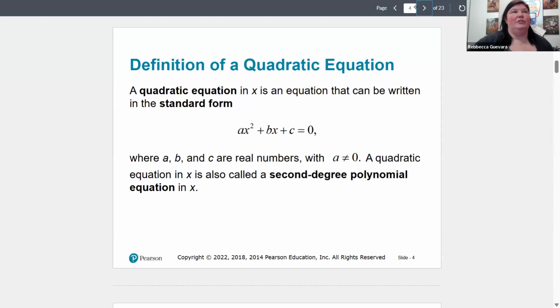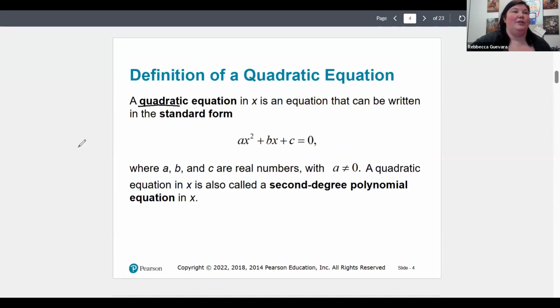Alrighty, so first thing we need to do is just what is a quadratic equation? A quadratic equation in x, it can be another variable, so we're going to say in x right now, can be written in standard form as ax squared plus bx plus c equals 0, where a, b, and c are real number coefficients, and a cannot be 0, because if a is 0, then all we have is a linear equation, and we no longer have that quadratic.